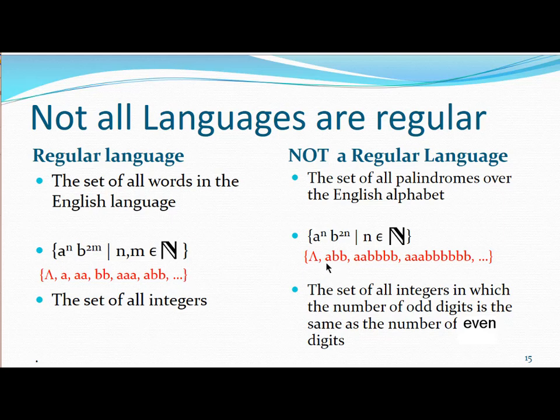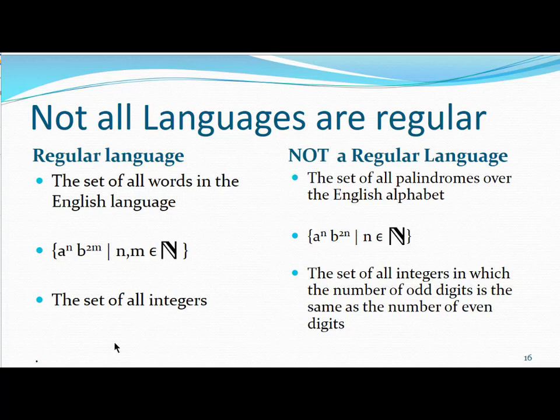On the other hand, over here, I just have to choose N. I make N 0, I get lambda. I make N 1, I get 1 A and 2 Bs. I make N 2, I get 2 A's and 4 Bs, and so on. Not regular. Kind of weird, but we will talk about that later, why it's not regular. We'll just deal with it for now.